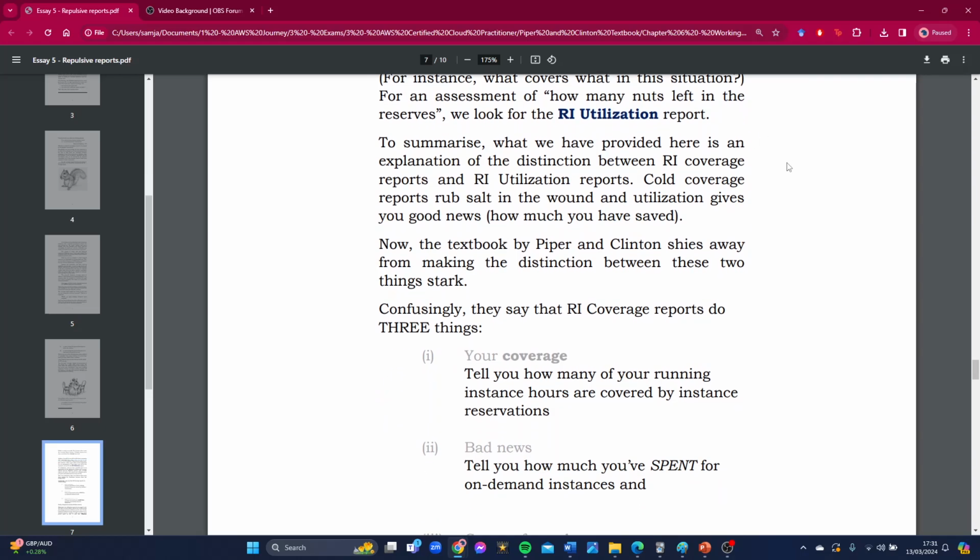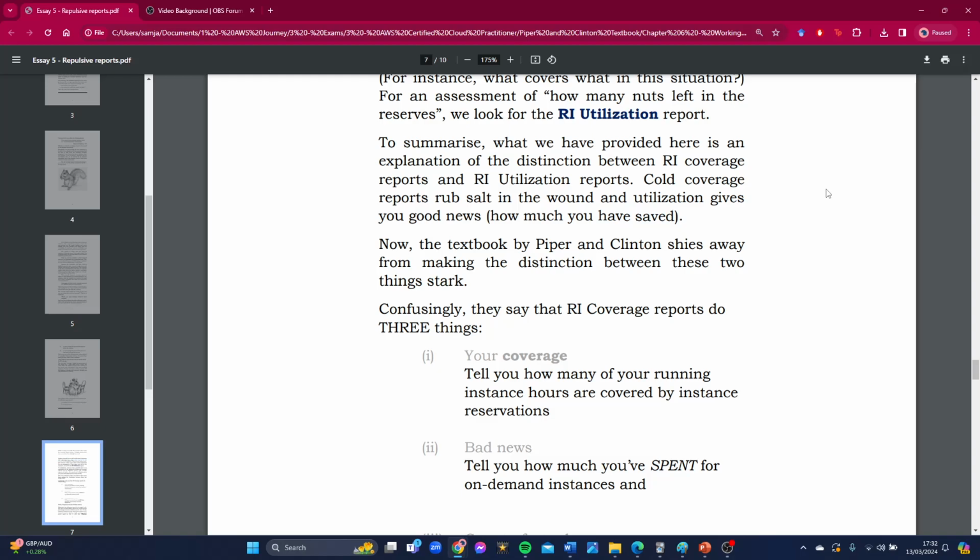To summarise, what we have provided here is an explanation of the distinction between the reserved instance coverage report and the reserved instance utilization report. Cold coverage reports rub salt in the wound, and utilization gives you good news. How much have you actually saved? Utilization report, by using reserved instances.